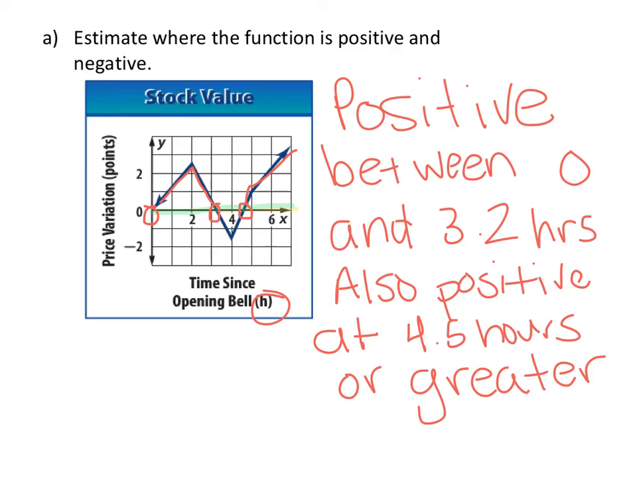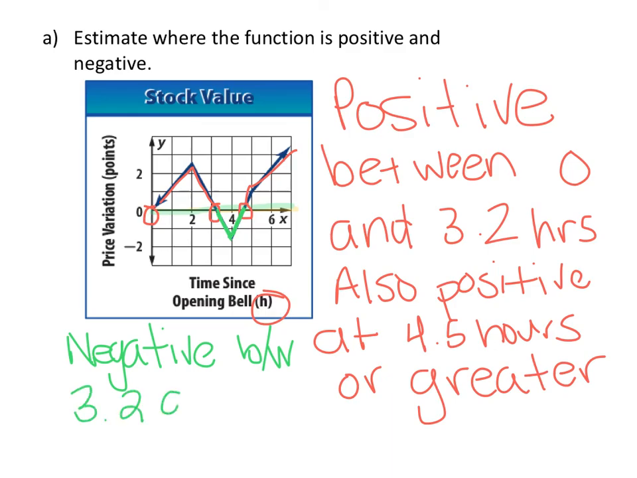It's negative just in this section right here. So negative between, and I'm going to abbreviate between with BW. So negative BW, I believe we use 3.2 and 4.5 hours. Go ahead and finish off B and C.